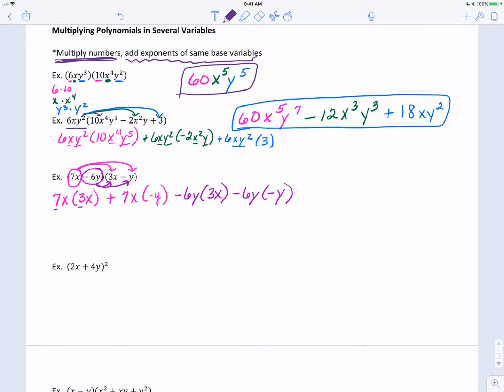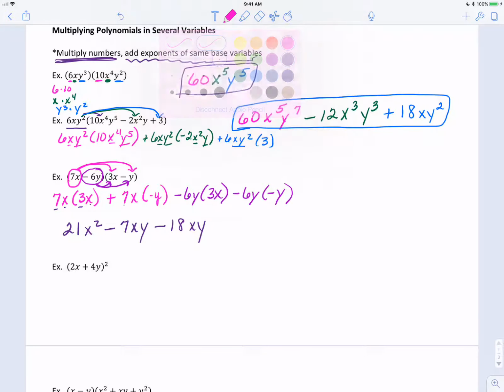So 7 times 3 is 21. X times x is x squared. So 7 times negative 1 is negative 7. And we just have our x and our y. So negative 6y times 3x is negative 6 times 3, negative 18. And we also have that would be like yx, but that's the same thing as xy because order doesn't matter in multiplication.